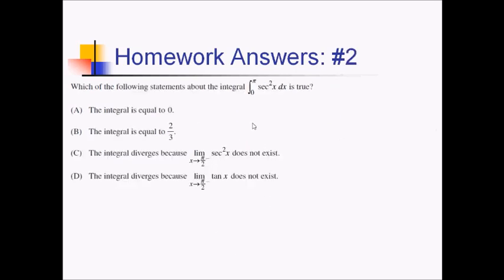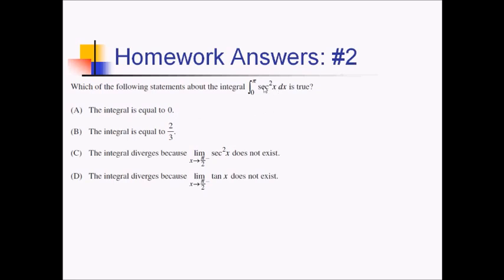On this problem, we want to know which of the following statements about the integral from 0 to pi of secant squared is true. So this is one where if you're not careful, you might just try to take the antiderivative and plug in the limits. It's an easy antiderivative, right? Tan of x. So we've got tan of pi minus tan of 0. Well, that's just 0 minus 0, which you would say, okay, so the area is 0. However, you would actually be wrong on this one.